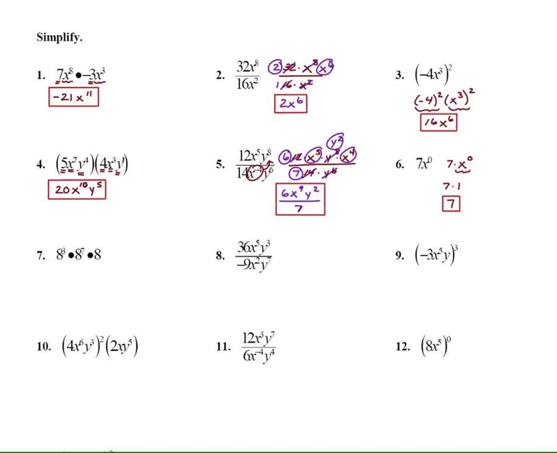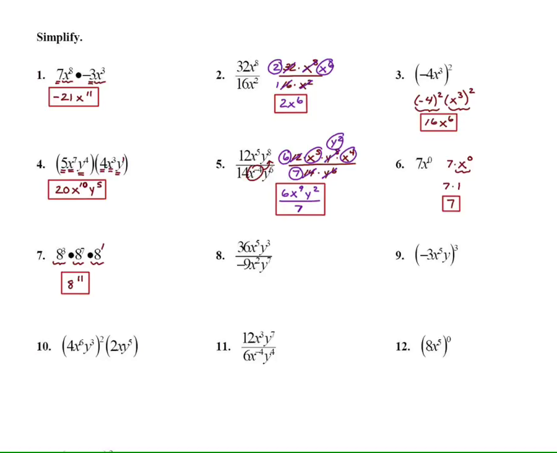Number 7, I have 8 to the third times 8 to the 7th times 8. And although it's not written, that's really 8 to the first. So if I multiply those, remember, multiplying, the base doesn't change, you just add the exponents. So it should be 8 to the 11th.